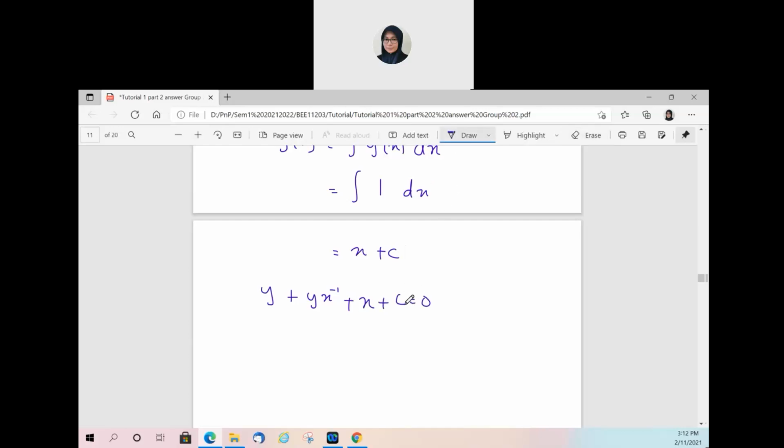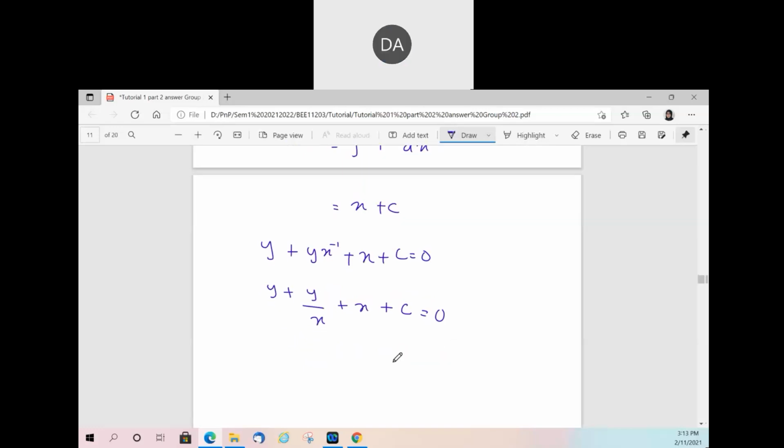Okay, so this one is actually y plus y over x plus x plus c equals to 0. So this one is actually y plus y over x plus x equals to c, where c equals to c.